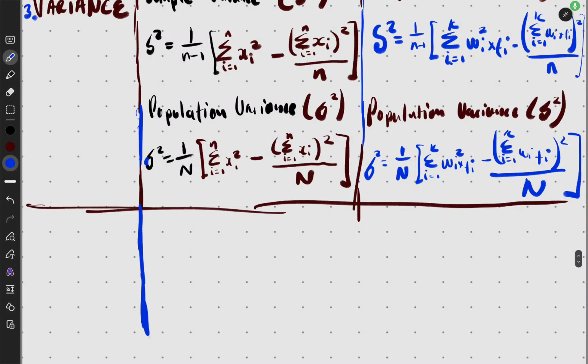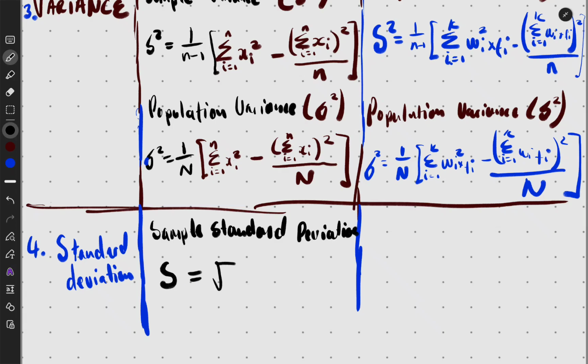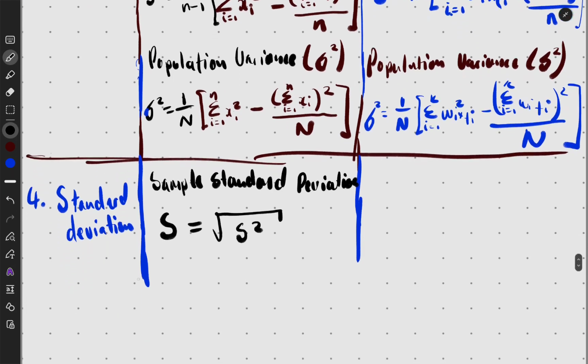Alright, now let's do the other small things that remain, which is going to be number 4, standard deviation. Now this standard deviation, we have it for sample and we have it for the population. So we can have sample standard deviation. This is just going to be S only. Then there will be the square root of variance, which is S squared. So you get variance, and from variance you can get standard deviation.